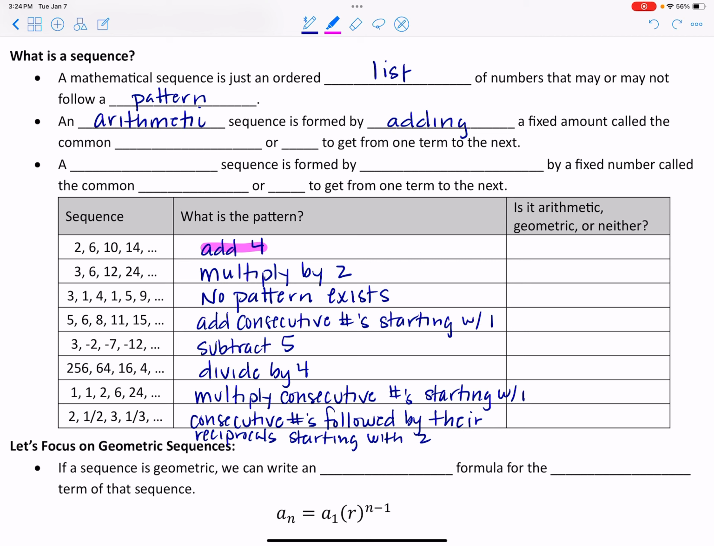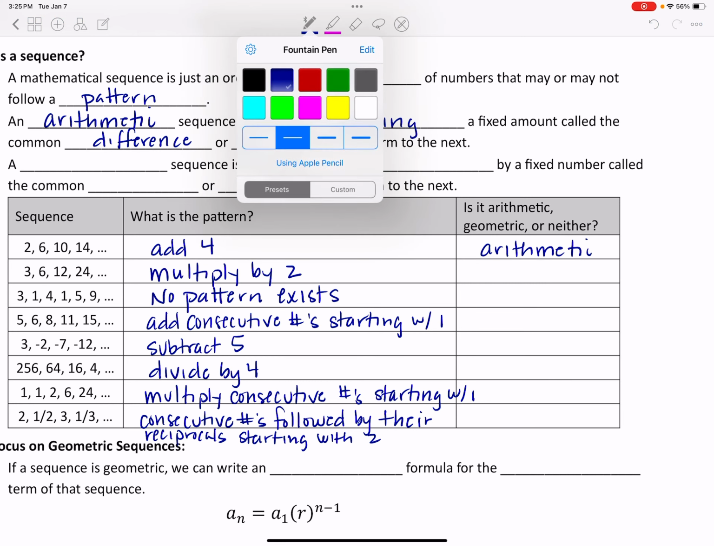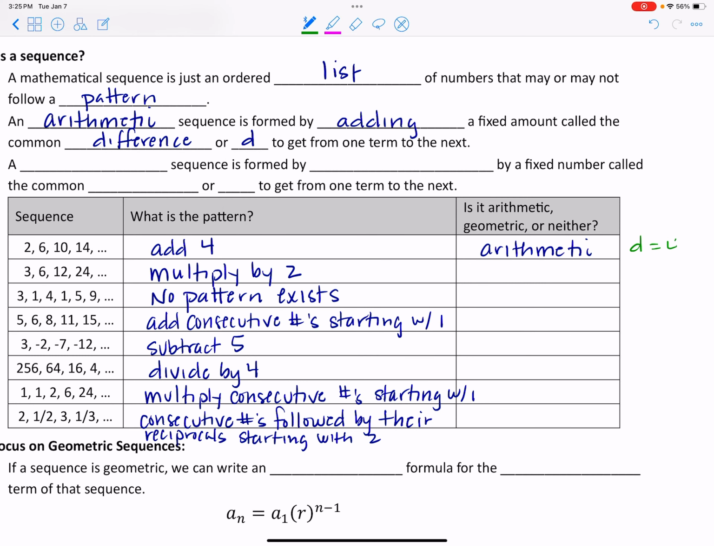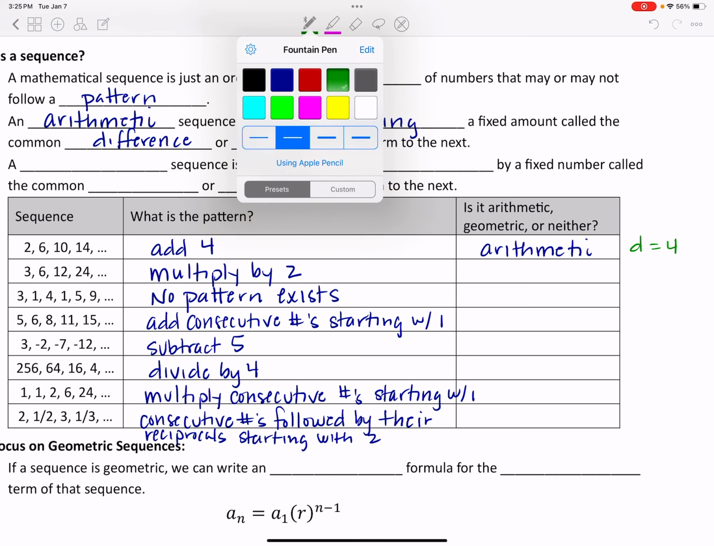So when we're adding, we want to be adding a fixed amount. When we add a fixed amount, which we call the common difference between our terms, that's what we call an arithmetic sequence. The common difference we're going to call D. That's the fixed amount that we're adding to get from one term to the next. So this would be an example here that is arithmetic. And technically, we would say that this arithmetic sequence has a common difference of 4. That's the fixed number that we added to get from one term to the next. Okay, so that's what we call arithmetic.